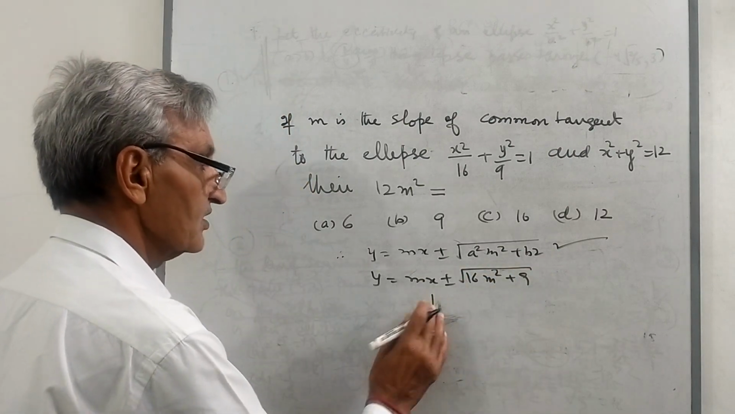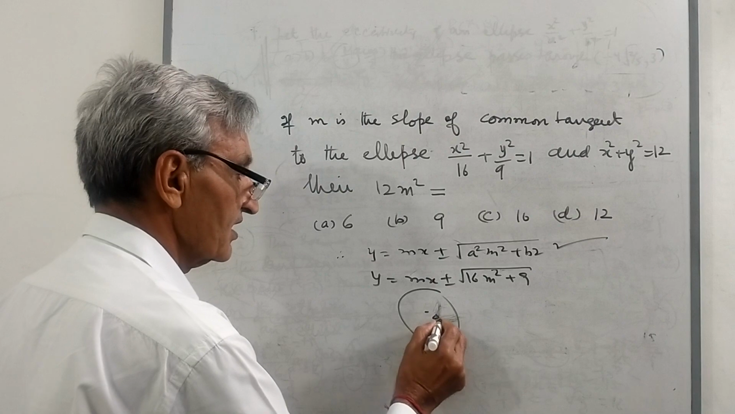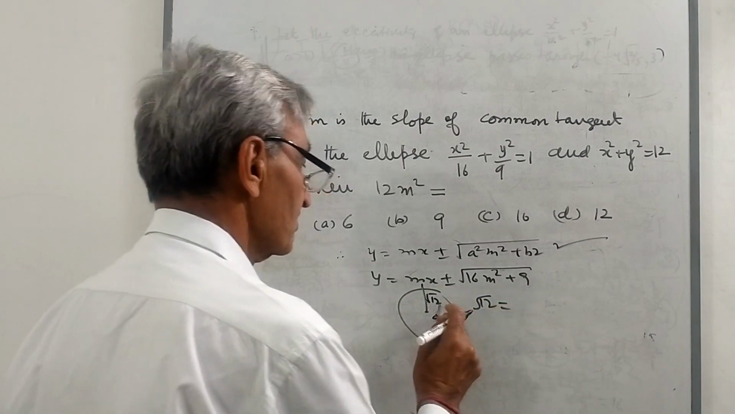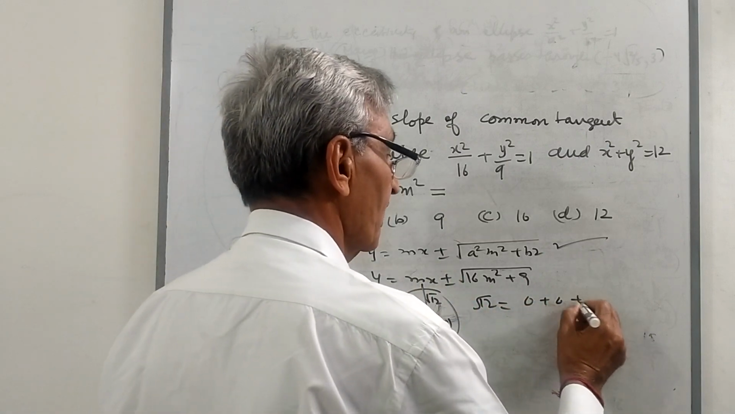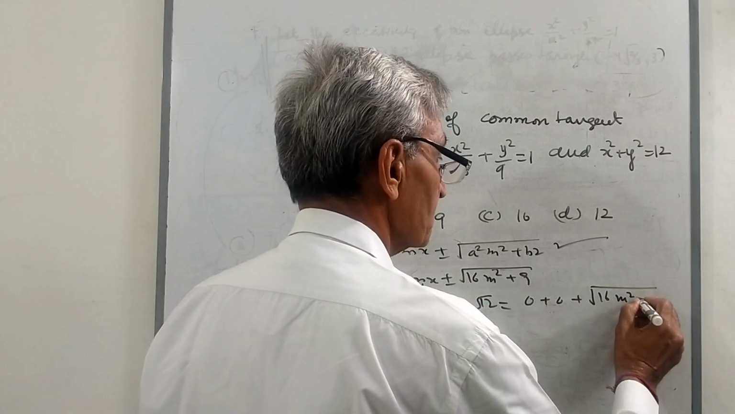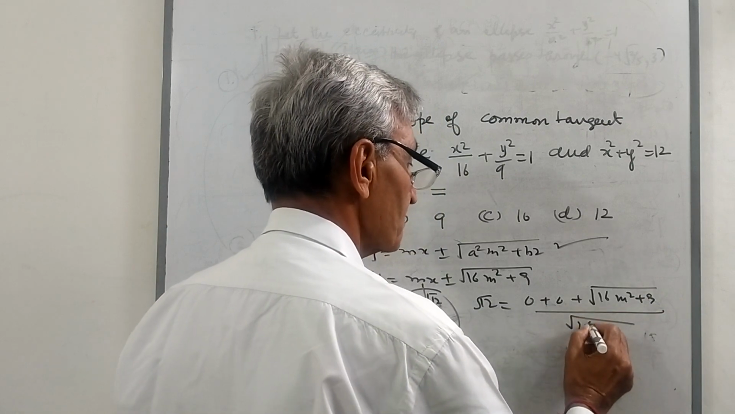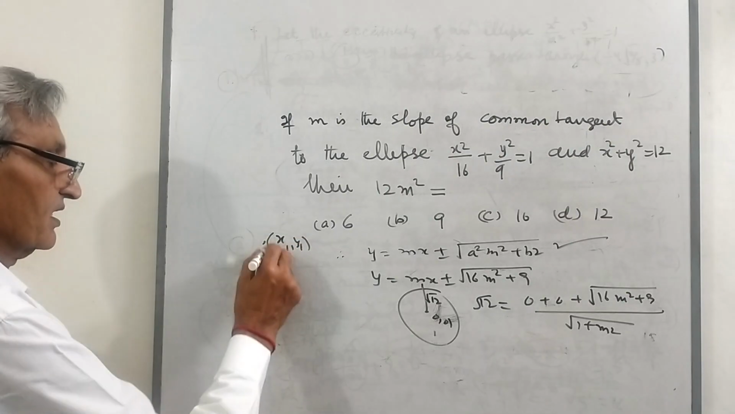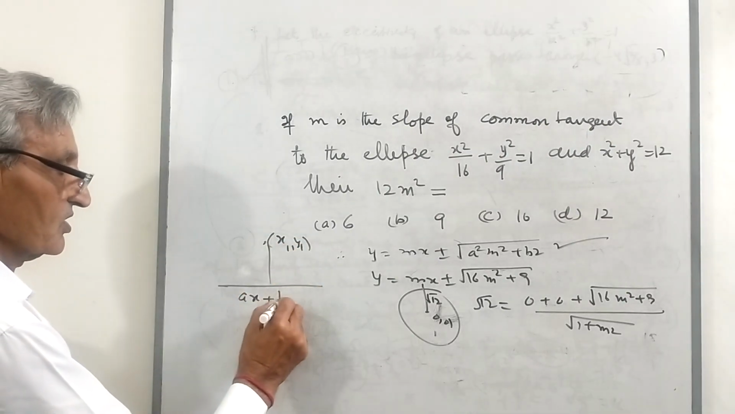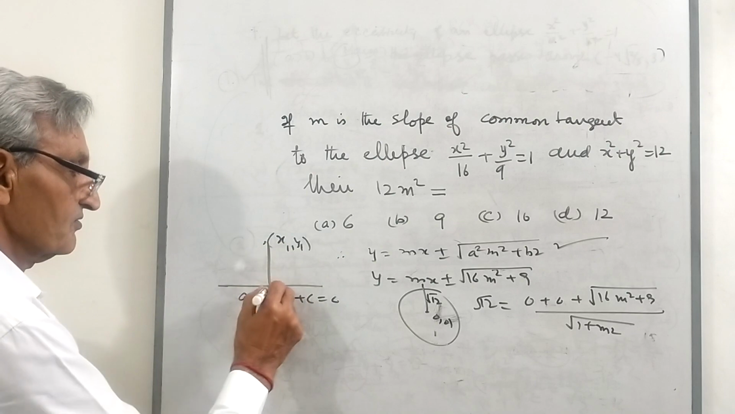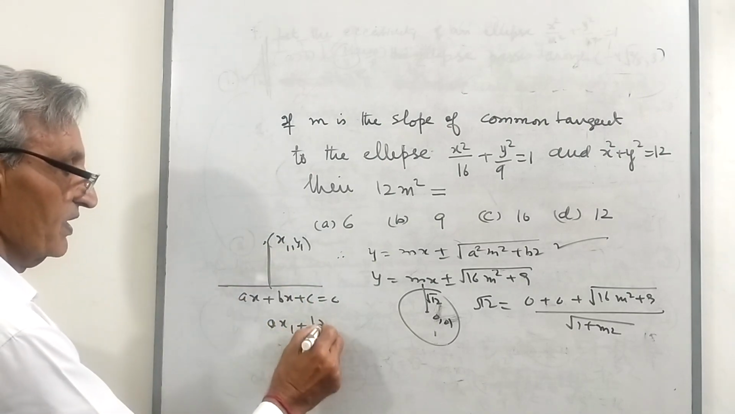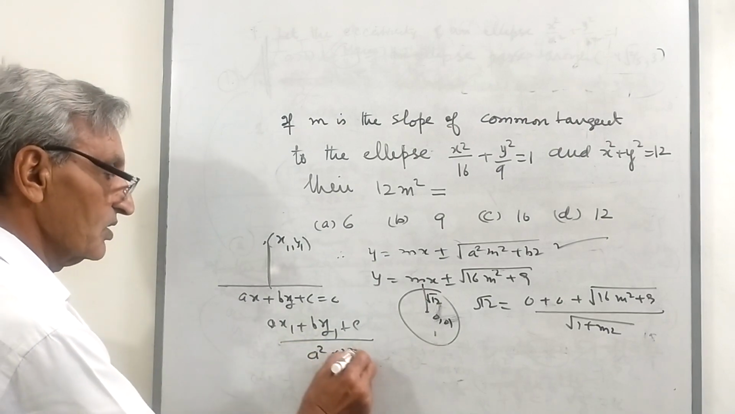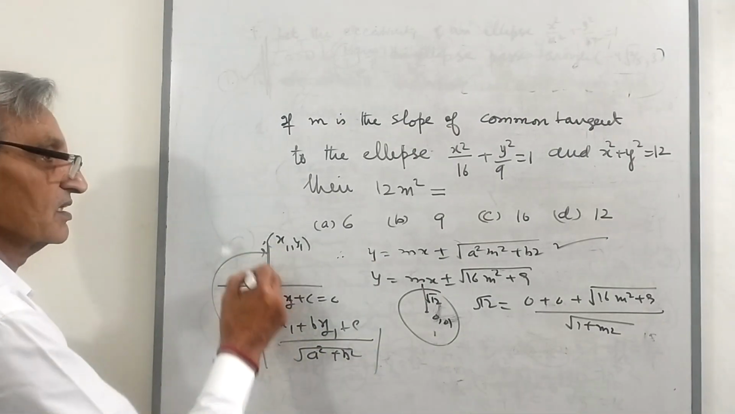Now it is also a tangent to a circle. The circle has center 0, 0 and radius equal to under root 12. So therefore under root 12 is the distance from 0, 0 to the line, which is 16 m square plus 9 divided by under root 1 plus m square. This is how the point x1, y1 is here, and this is the equation of the line. Then the distance is ax1 plus by1 plus c divided by under root a square plus b square. I use this distance formula.